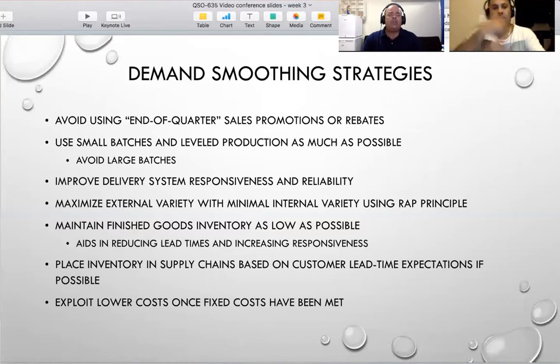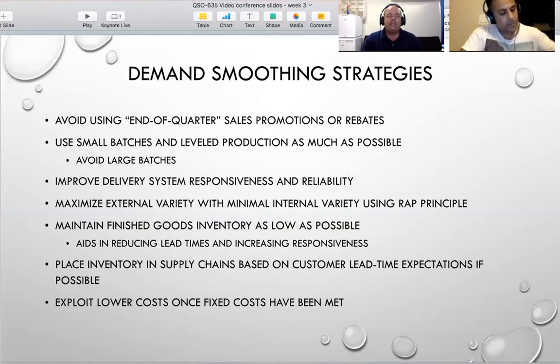What you want to do is have your production leveled so you have consistent output every month, because this allows you to match your demand to your ability to produce. And that's very important.